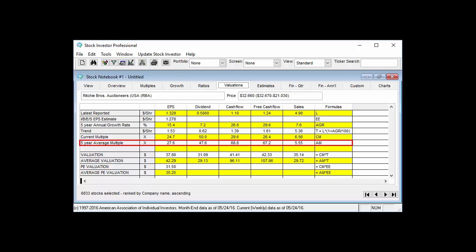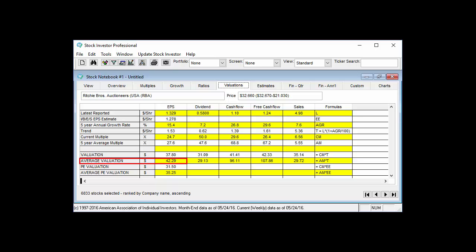Below the current multiple row on the Valuations tab is the 5-year average multiple, or AM, row. The 5-year average multiple serves as a base to help determine whether the current price has deviated too far from its past relationship to sales, earnings, cash flow, free cash flow, and dividends. Ritchie's current price-earnings multiple of 24.7 is slightly lower than its historical average of 27.6. Multiplying this average multiple, or AM, by the projected income statement variable, or the trend or T value, forms the basis for the average valuation, which is AM times T.